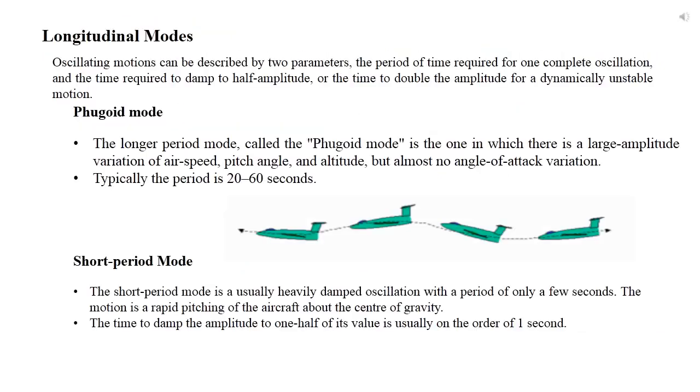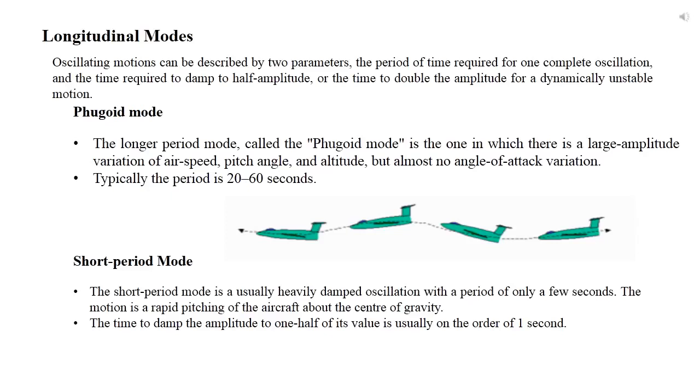Longitudinal modes. Oscillating motions can be described by two parameters: the period of time required for one complete oscillation, and the time required to damp to half amplitude, or the time to double the amplitude for a dynamically unstable motion. Phugoid mode. The long period mode, called the phugoid mode, is the one in which there is a large amplitude variation of airspeed, pitch angle, and altitude, but almost no angle of attack variation. Typically the period is 20 seconds to 60 seconds.